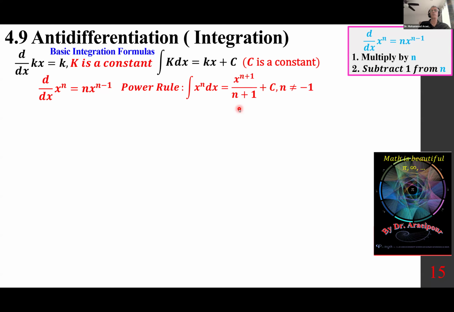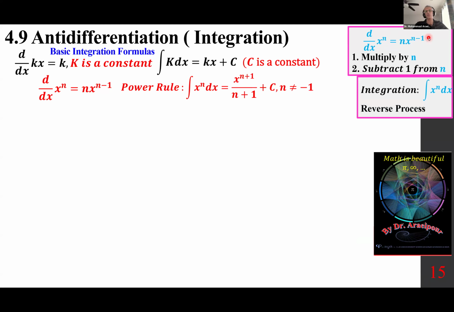Number one, let's look at the process that takes place for differentiation for the power rule. When you want to differentiate x to the power of n, first you have to multiply by n and then subtract 1 from n. So you multiply by n and then you take away 1 from the exponent. The integration must be the reverse process. Reverse process means go this way.